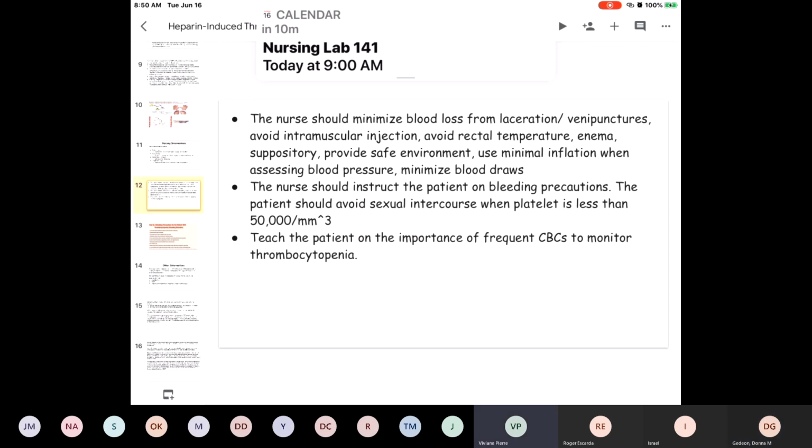The nurse should minimize blood loss from laceration and venipunctures, avoid intramuscular injection, avoid rectal temperature, enema, and suppository, provide a safe environment, use minimal inflation when assessing blood pressure, and minimize blood draws. The nurse should instruct the patient on bleeding precautions. The patient should avoid sexual intercourse when platelets are less than 50,000.